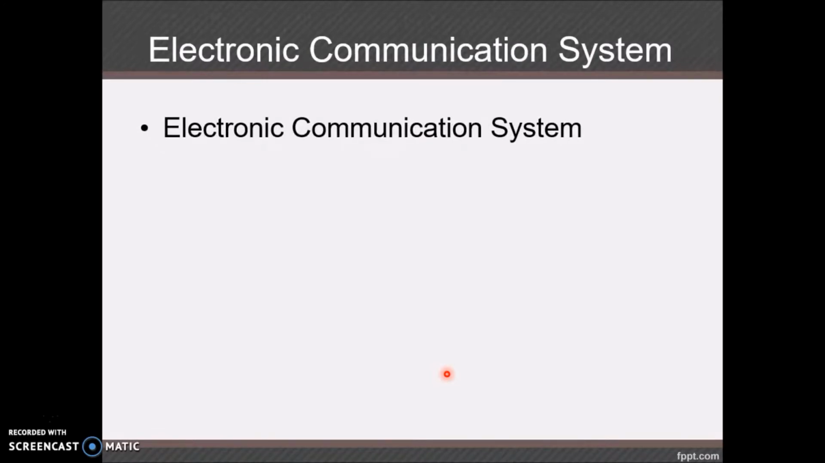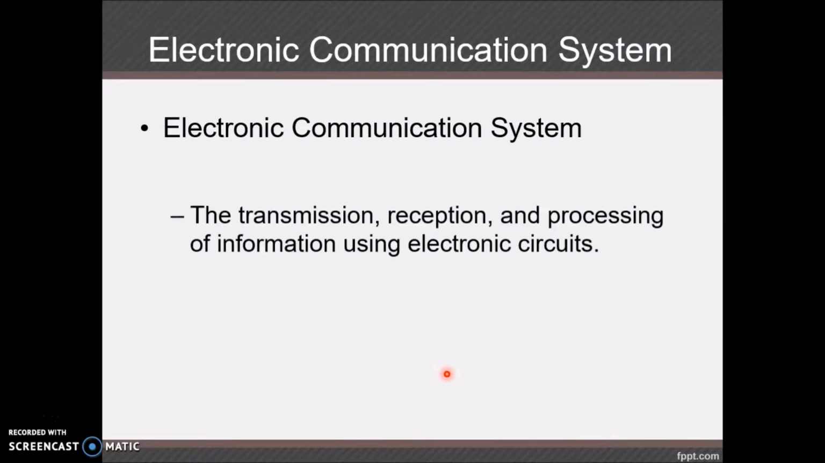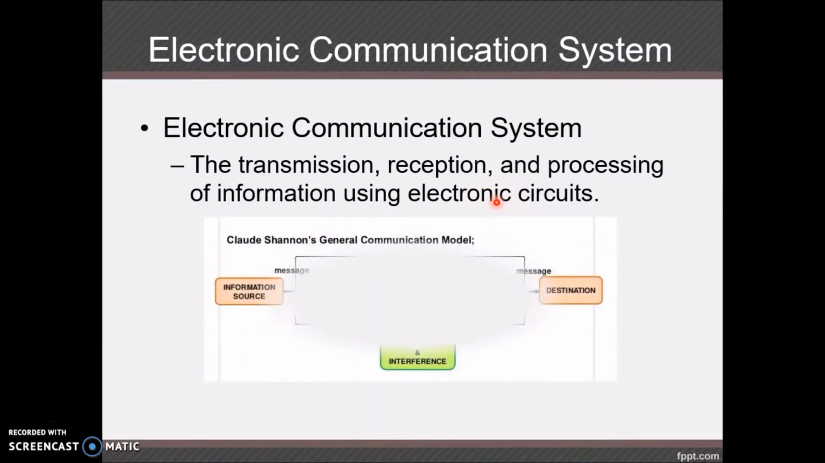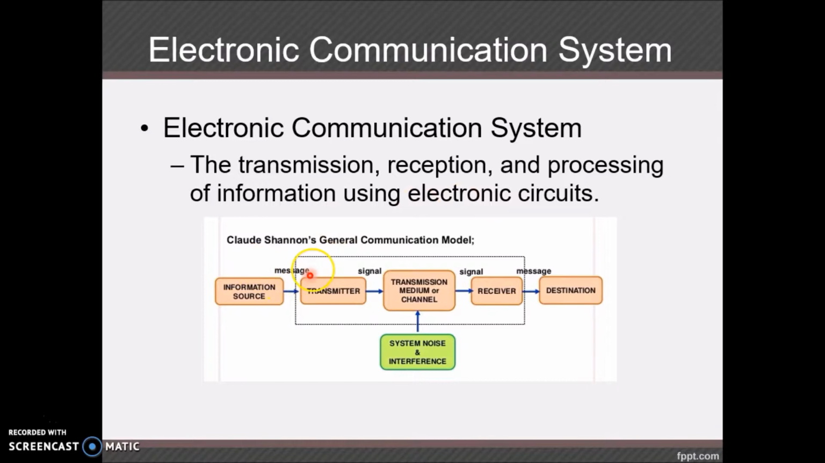Next, I will talk to you about how the electronic communication system works. So, what is electronic communication system? Electronic communications refers to the transmission, reception, and processing of information using electronic circuits. The basic elements of the communication system include the transmitter, the communication channel, or the medium, and last but not least, the receiver.